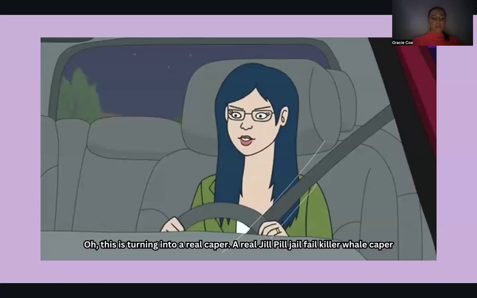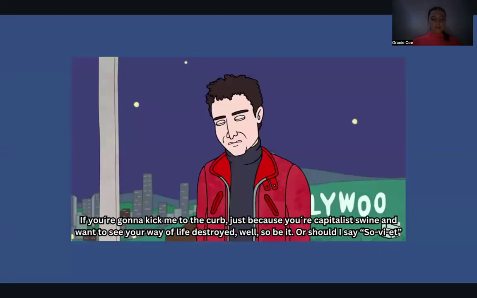Pero si pensáis tirarme a la cuneta solo porque os creéis todos unos cerdos capitalistas y queréis ver cómo destruís vuestro modo de vida, rehuso. O debería decir, rehuso.